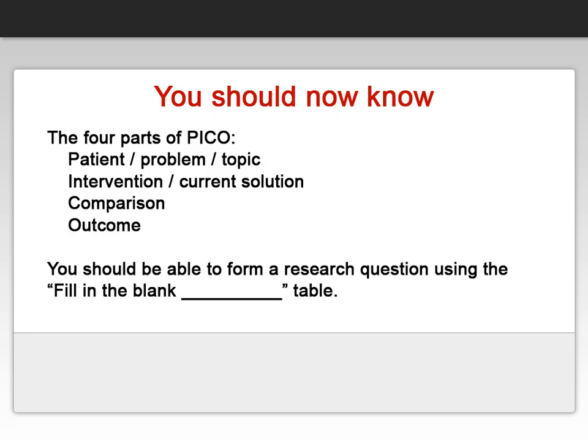First, the 4 parts of PICO. They are patient, problem, or topic. The I is intervention or current solution. C is what we are comparing against. And O is what is going to be the outcome. You should also be able to form a research question using the fill-in-the-blank table. If you don't feel you've mastered these concepts yet, please re-watch the tutorial or contact one of the librarians for more help.